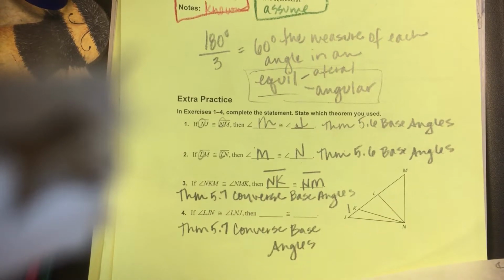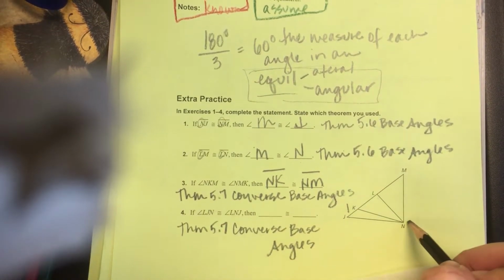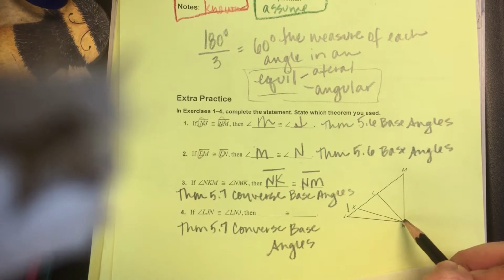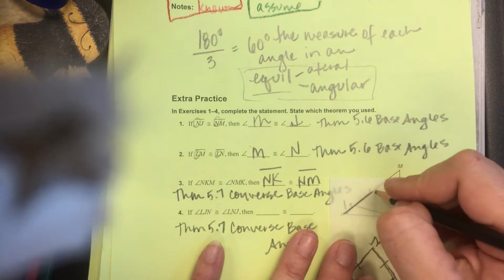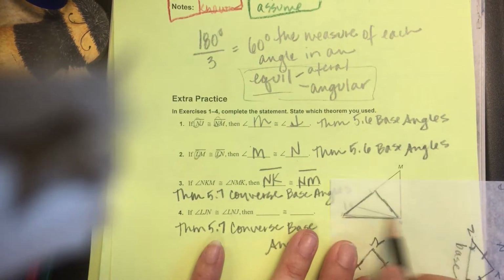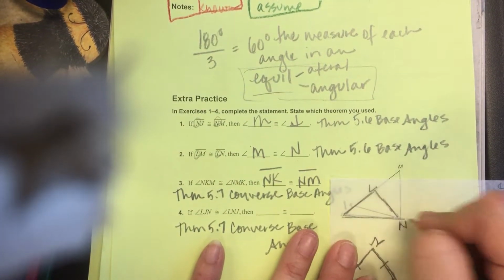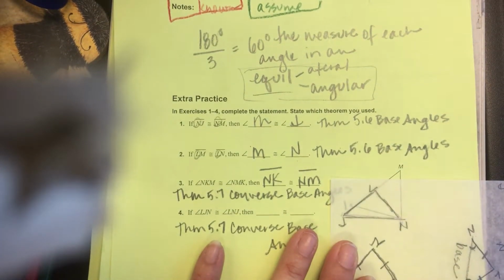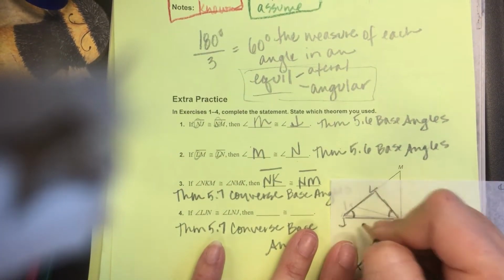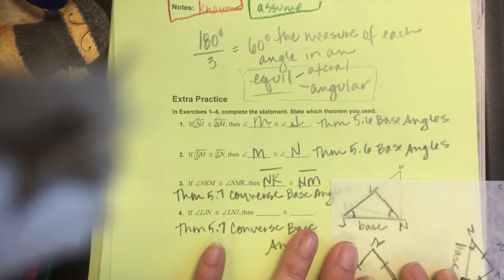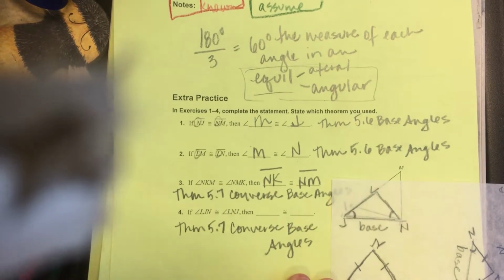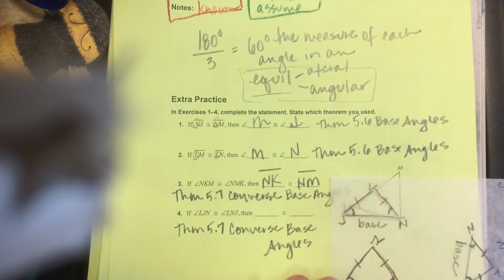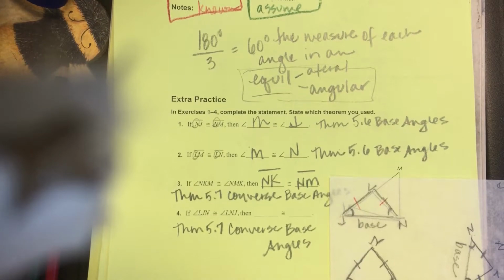Let's see what we got. LJN, LNJ. Okay, so now they've got us on this triangle here. They've got us looking at LNJ. This triangle. These two angles are congruent. This is the base. It's actually sitting on its base now. We can make the assumption that those two sides are congruent. Get that notation down on your page for number 4.